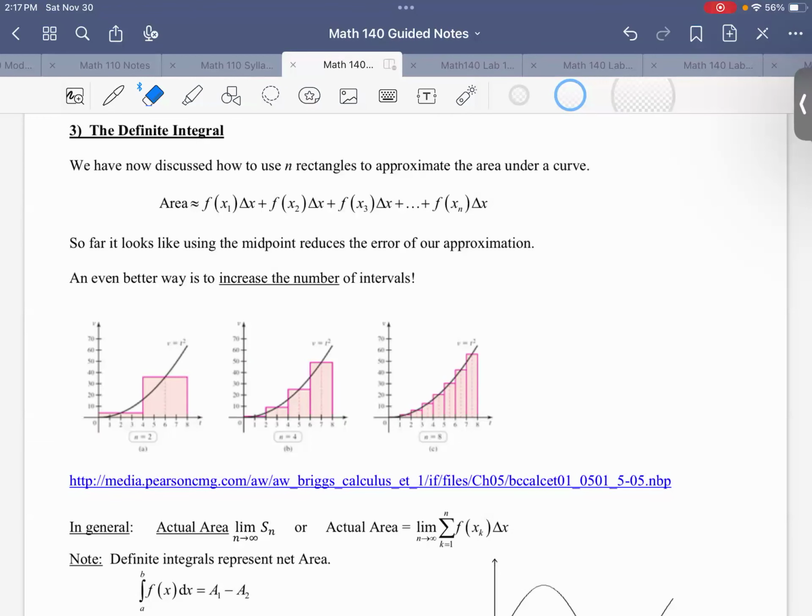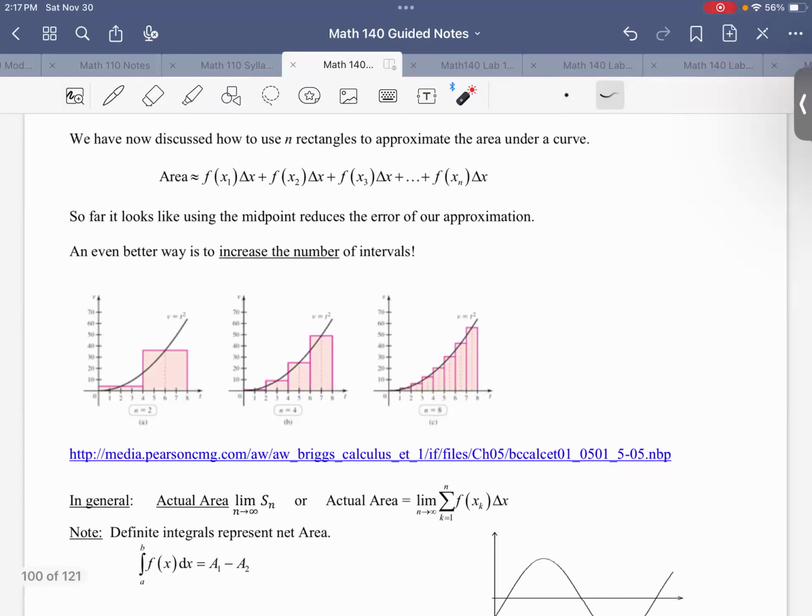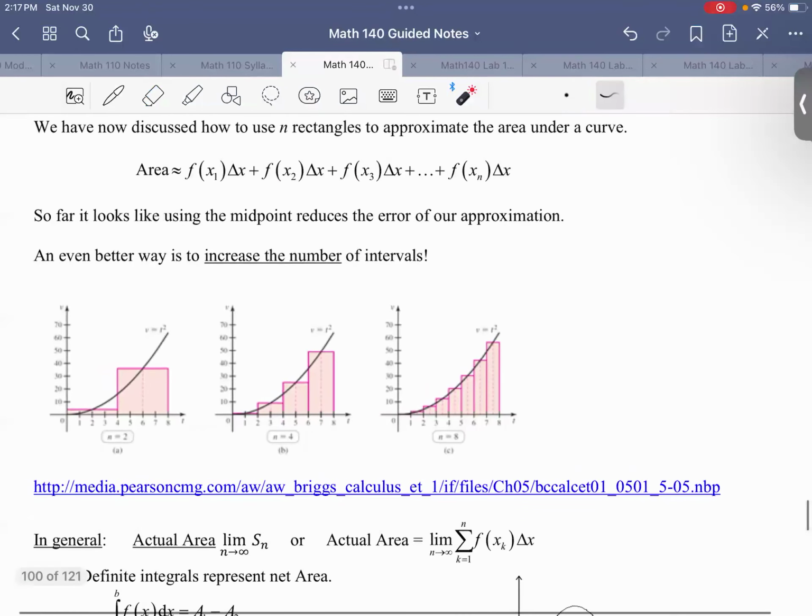So now that we have the idea down of a Riemann sum to approximate the area underneath the graph, we know that we can use however many rectangles we want to approximate the area under a curve. Could be four, could be more. So we have to understand that it's still an approximation. We're still approximating, it's not the exact area. So the best way to get the most accurate approximation is to increase the number of intervals, meaning rectangles.